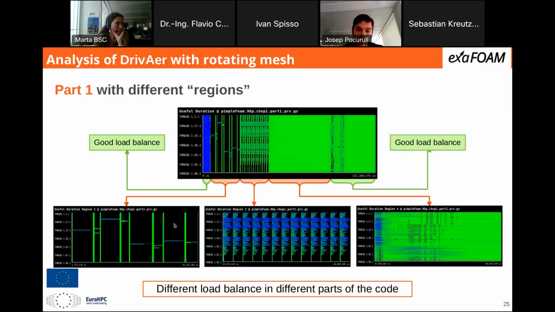In region 3, we can see that there is some, I don't know how to call it, but there is load imbalance in every little iteration. And in the fourth region, we see that there are very few execution steps, but some parts are bluer than others. So this also happens to be a load imbalance.